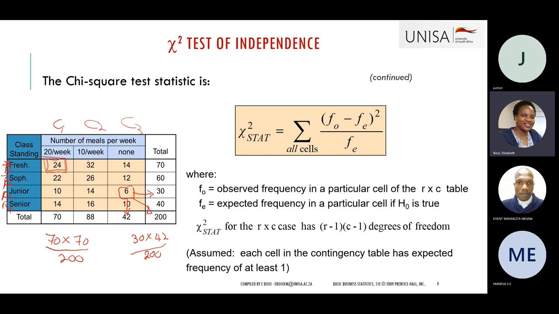it's got how many columns? We said degrees of freedom is number of rows minus 1 times number of columns minus 1.